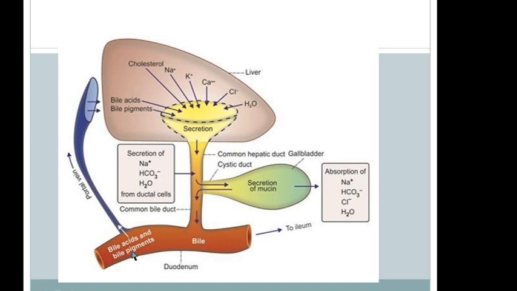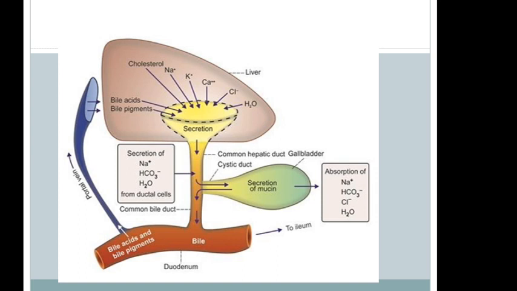95% of bile acid and bile pigment enters the liver again through the portal vein, and from the duodenum 5% of bile enters the ileum, and this gallbladder secretes mucin, which also enters into the common bile duct, and there is absorption of sodium, bicarbonate, chloride and water at the mucosa of the gallbladder. Okay, this gallbladder stores and concentrates the bile, and here it is less alkaline in nature. Okay, hope everything is clear till now.